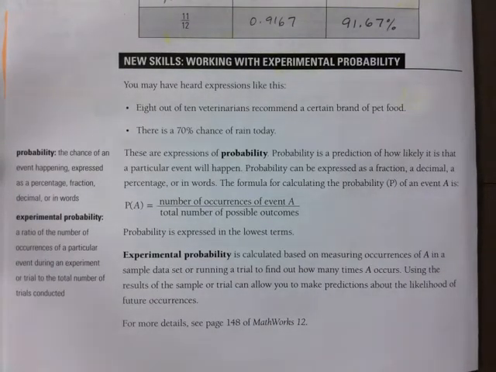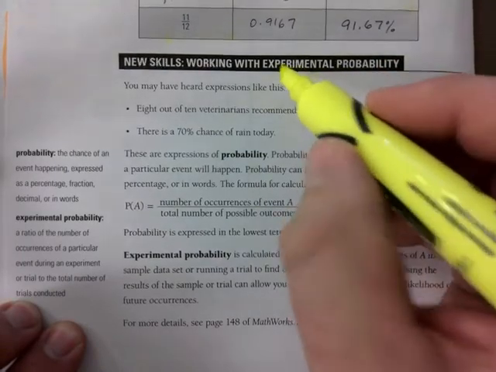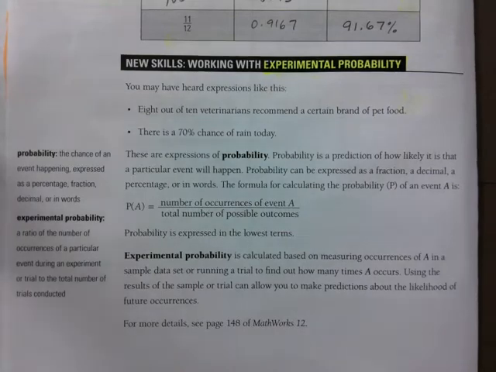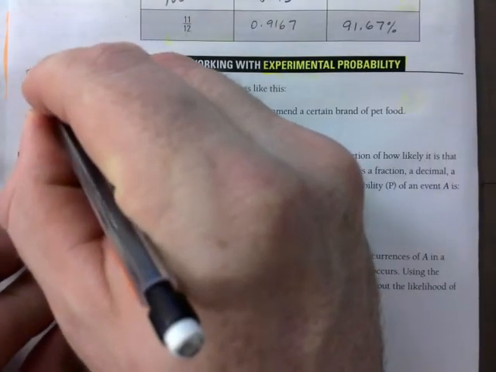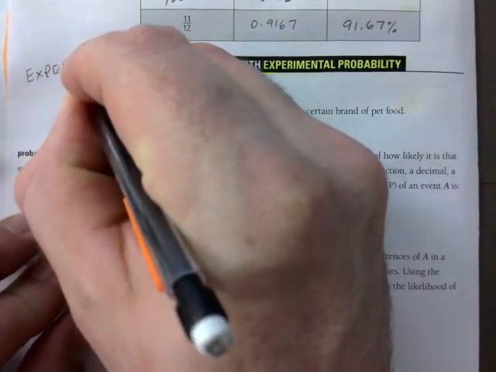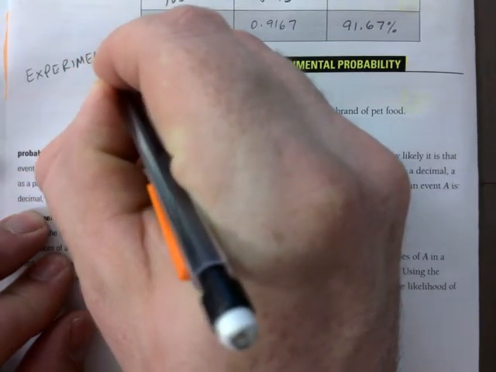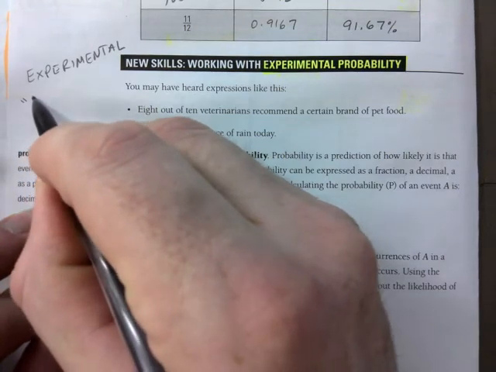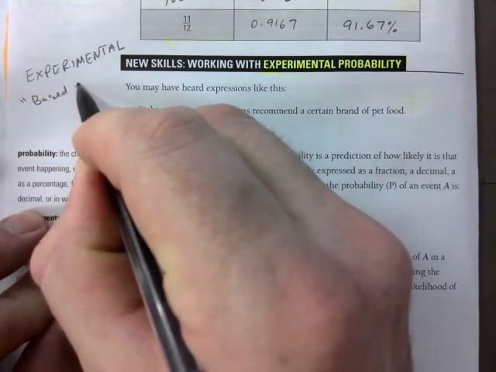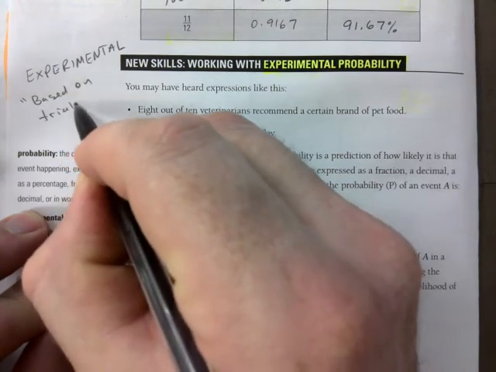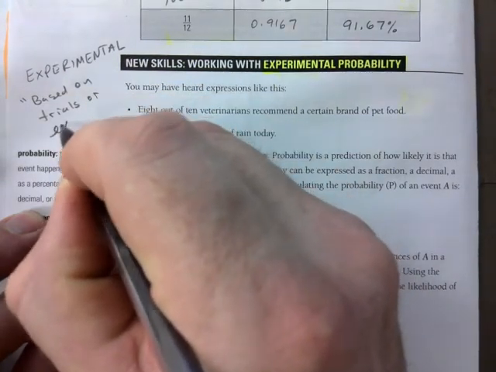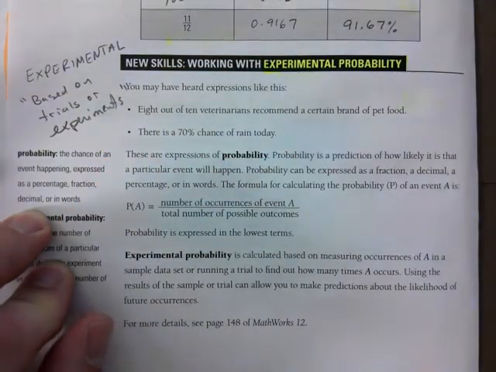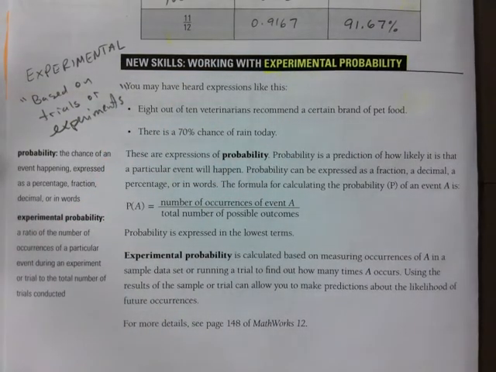Okay, watch this. Working with experimental probability. Experimental, I will write that down. And remember, when we're talking experimental, it's based on trials, right? Trials or experiments. It's what actually happened. It's based on what actually happened, okay?